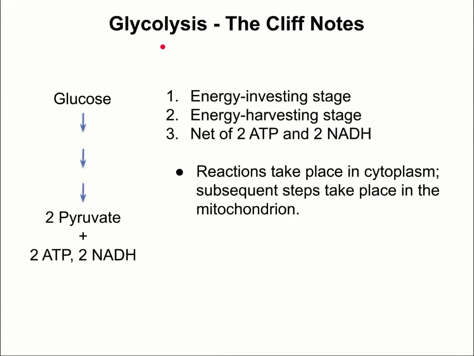If that slide was too much for you, here is the abbreviated version, and it has all the information you need to know. Glycolysis is the splitting of glucose into 2 molecules of pyruvate with a net production of 2 ATP and 2 NADH. It happens in 2 stages, an energy investing phase where ATP is used to phosphorylate sugars, and an energy harvesting phase where phosphate groups are transferred to ADP to make ATP. The net yield is 2 ATP and 2 NADH. It is important to note that all the reactions of glycolysis happen in the cytoplasm. We haven't entered the mitochondrion yet.